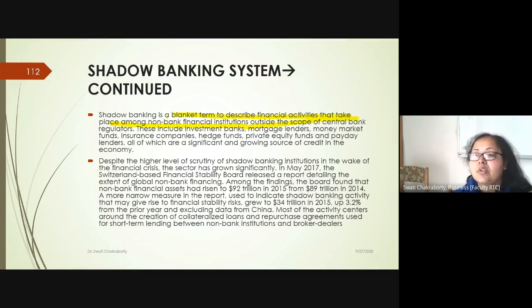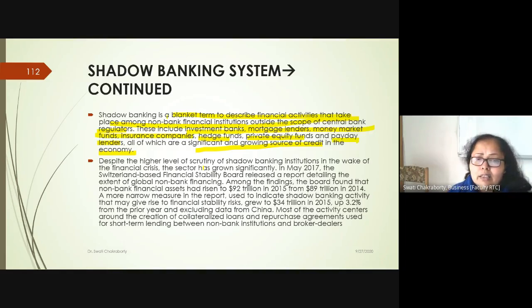So it's a blanket term which helps to describe financial activities that take place among non-bank financial institutions, which are outside the scope of central bank regulators. These could be investment banks, mortgage lenders, money market funds, insurance companies, hedge funds, private equity funds, payday lenders, right? All of which are a significant and growing source of credit in the economy.